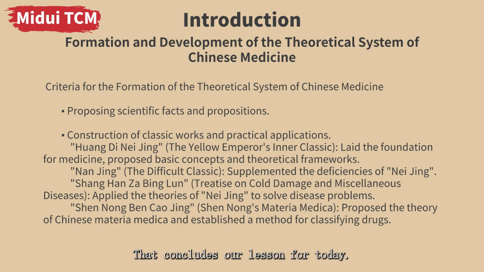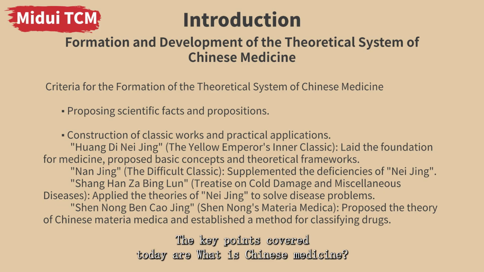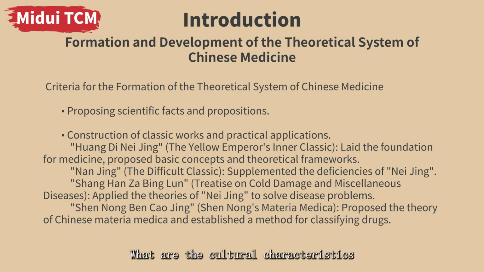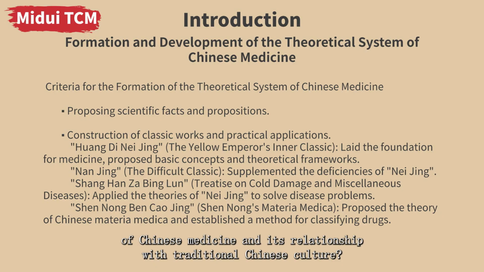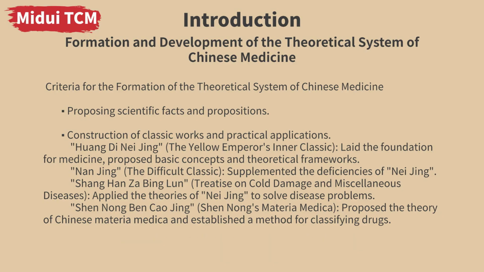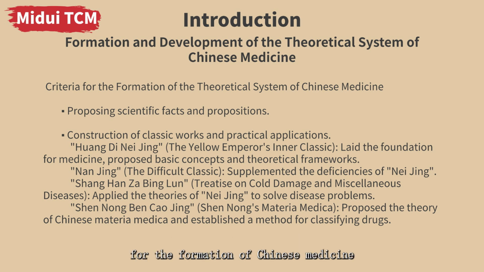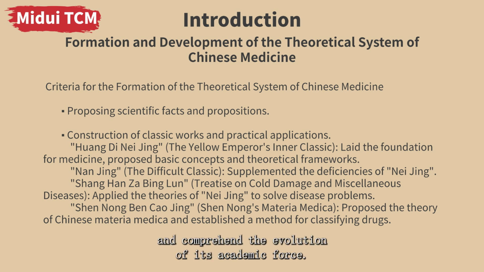That concludes our lesson for today. The key points covered today are: what is Chinese medicine? What is the theoretical system of Chinese medicine? What are the cultural characteristics of Chinese medicine and its relationship with traditional Chinese culture? Based on this understanding, we will explore the conditions for the formation of Chinese medicine and comprehend the evolution of its academic thoughts.